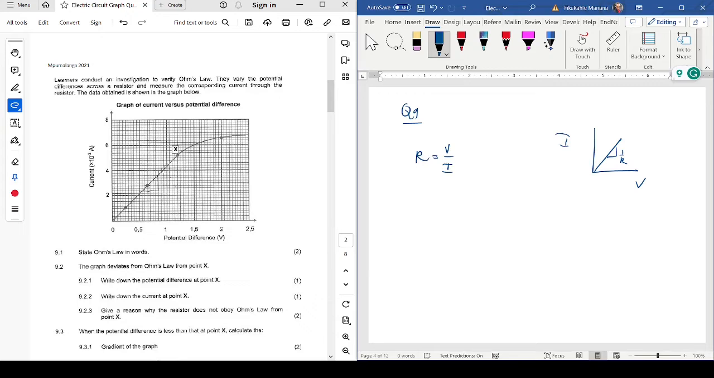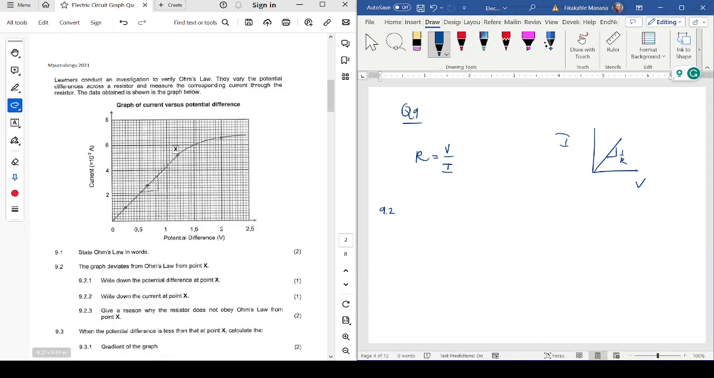So basically, Ohm's law in words says the potential difference across the conductor is directly proportional to the current in the conductor, at a constant temperature. All right, and then if we go to 9.2, it says the graph deviates from Ohm's law from point X. We can see that. So this portion here where you have a straight line, that's where Ohm's law is applicable. But here where you have a curved portion, Ohm's law is not applicable anymore.